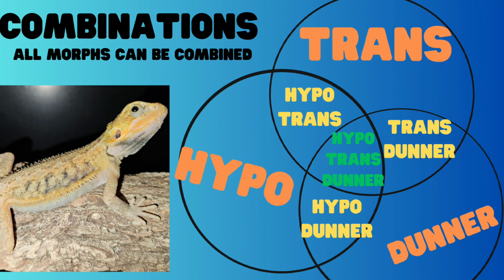So those are going to be the main genes that we're going to talk about, and we're going to talk about how they interact and how they work in breeding and how they work in combinations. You can combine any of the genes, like hypo and trans to make a hypotrans, trans and dunner to make a transdunner. You can combine 3 at a time, hypotransdunners. You can combine 4 at a time, hypotransdunner leatherbacks.